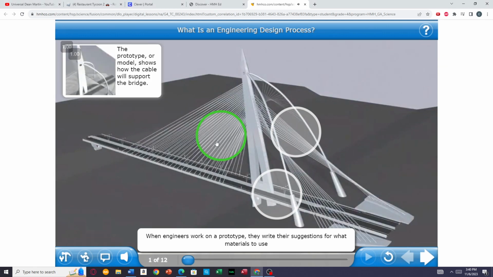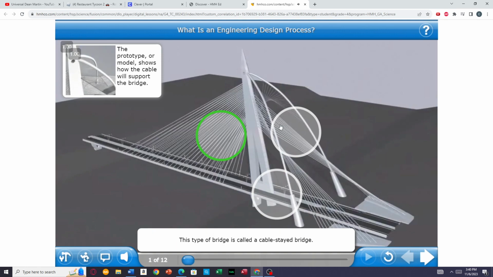When engineers work on a prototype, they write their suggestions for what materials to use, so the people who study the prototype will know what the real bridge will be made of. This type of bridge is called a cable-stayed bridge. This view shows how cables are used to support the bridge.